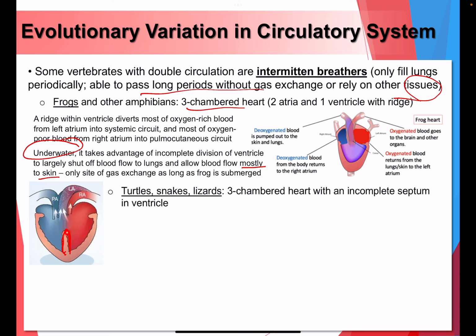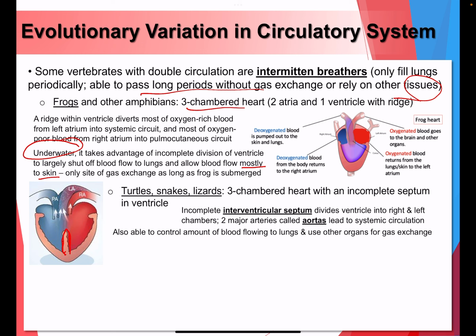This is what we call the interventricular septum in human anatomy, because this is lying between the ventricles and is a tissue that divides the two. So that's why it's called interventricular septum. But for turtles, snakes, and lizards, they have an incomplete one where the septum doesn't go all the way up to close off the ventricles. There's still some mixing of the blood between oxygen poor and oxygen rich.